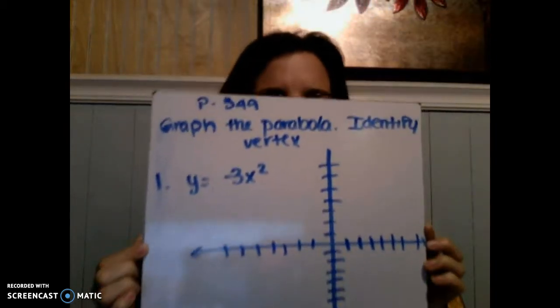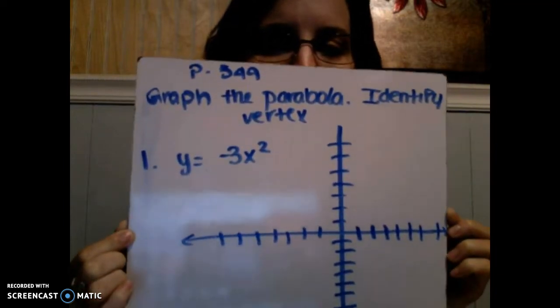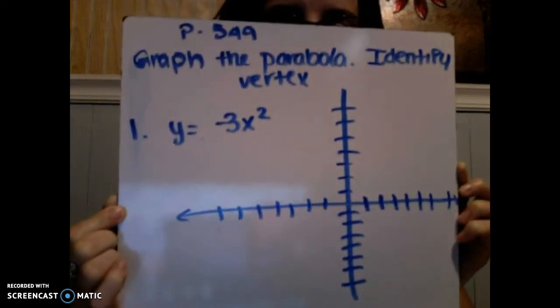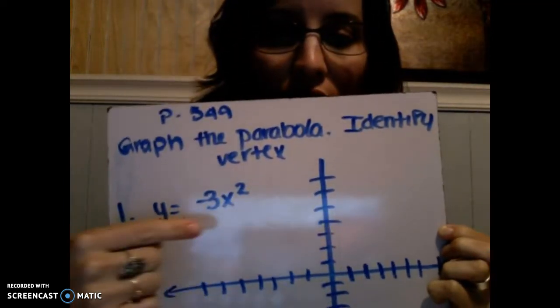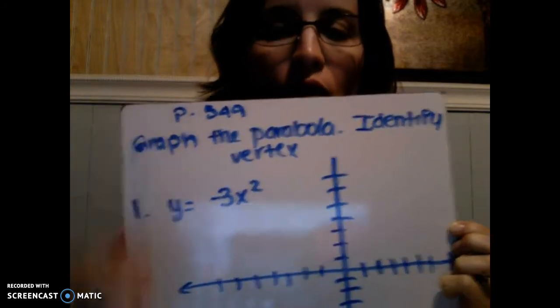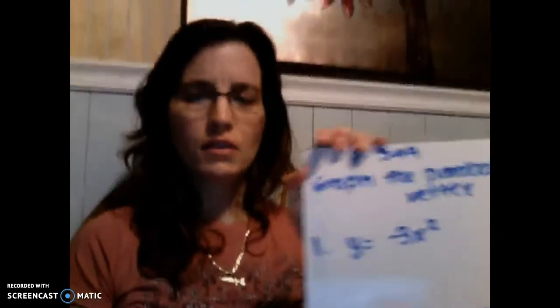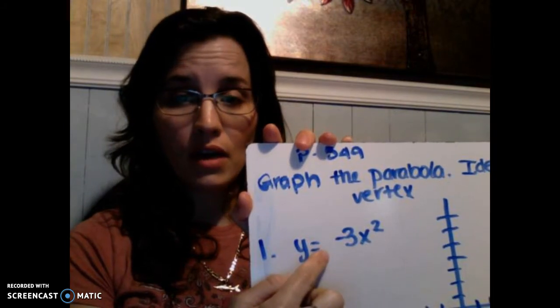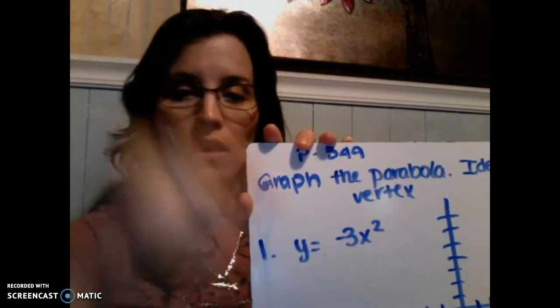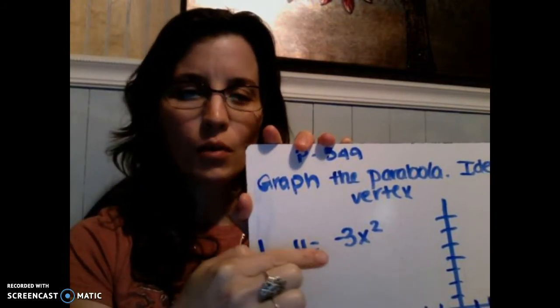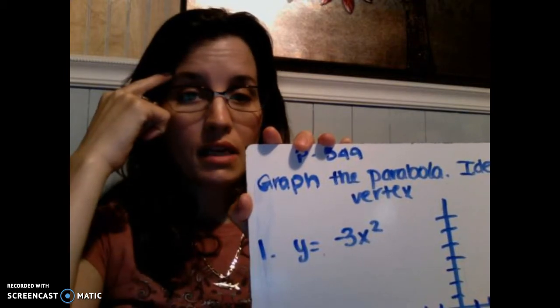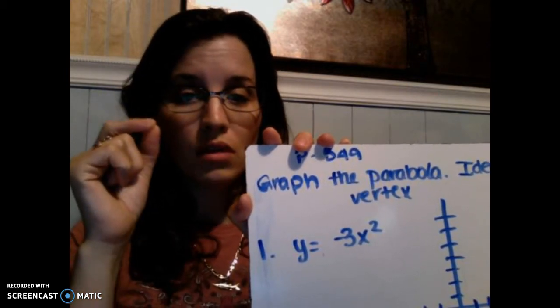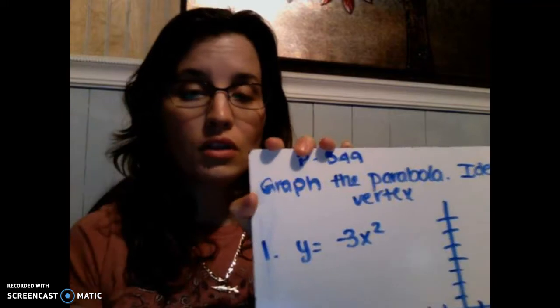This is from number 1 on page 549. It says graph the parabola and identify the vertex. So it's y equals negative 3x squared. When I look at that, I immediately see a couple of things going on. What I see immediately is that this is a negative, so I know that my graph should be going down. And because it's in the form of ax squared, I also know that it's starting at 0, 0, and it's going down.